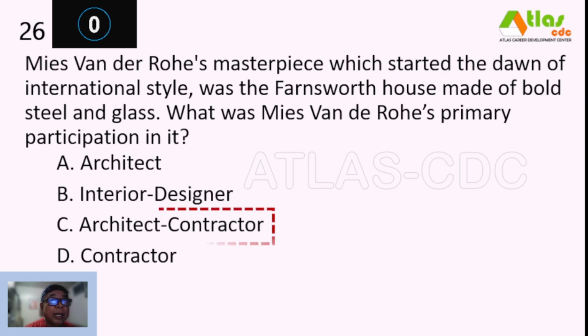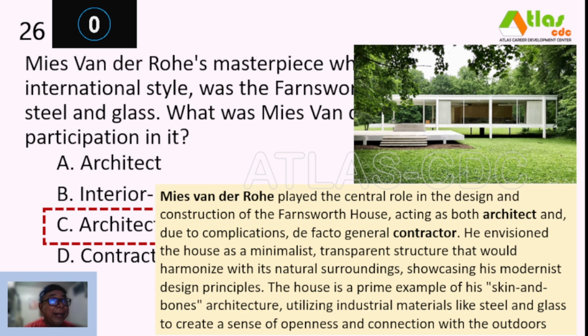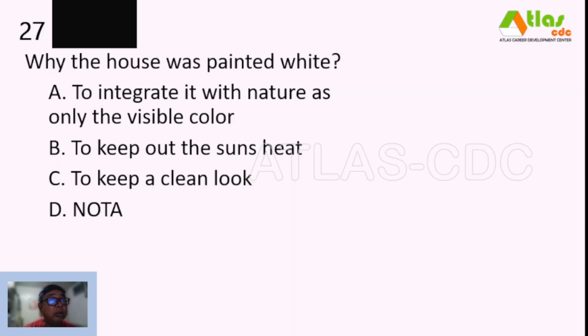And our correct answer is letter C, architect contractor. So Mies van der Rohe played a central role in the design and construction of the Farnsworth House, acting as both architect and, due to complications, de facto general contractor. He envisioned the house as a minimalist, transparent structure that would harmonize with its natural surroundings, showcasing his modernist design principles. The house is a prime example of his skin and bones architecture, utilizing industrial materials like steel and glass to create a sense of openness and connection with the outdoors.